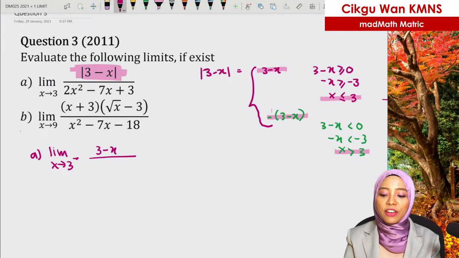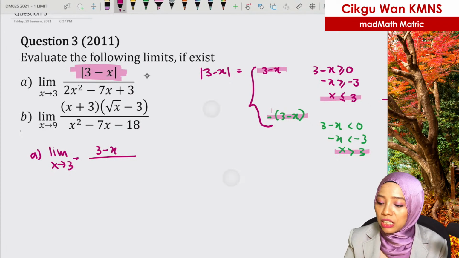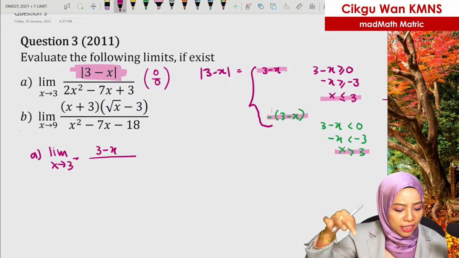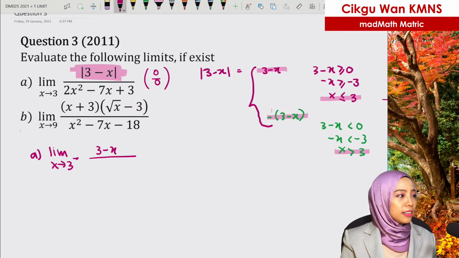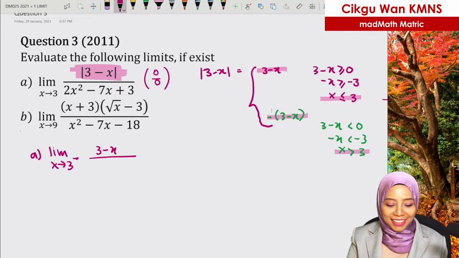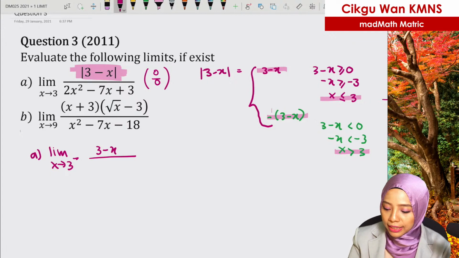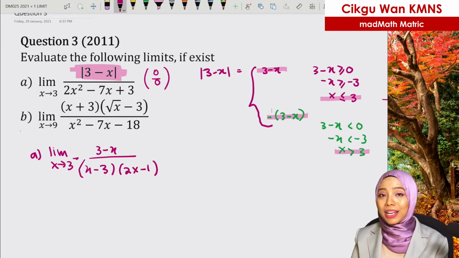Okay, what is the factor of 2x square minus 7x plus 3? I assume that you already calculated and got 0 over 0. Okay, what's the factor? Help me. Please press the calculator. What is the factor? Okay, after pressing the calculator, we will get x minus 3 and 2x minus 1.